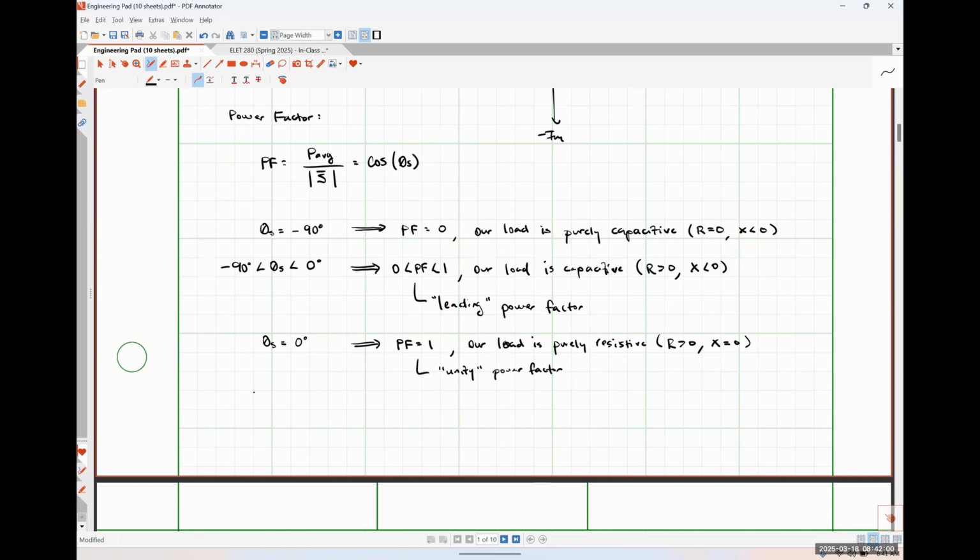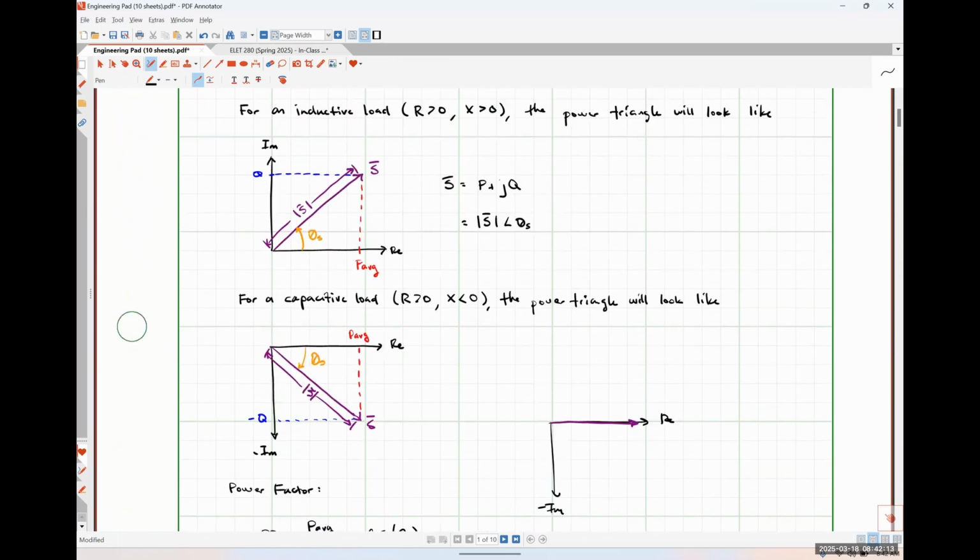Now, if our power factor angle, theta s, is between 0 and positive 90 degrees, that's what's going on when we look at our inductive loads, right? So that theta s is definitely between 0 and 90. So this means that we are going to have an inductive load where R is greater than 0 and our reactance X is greater than 0.